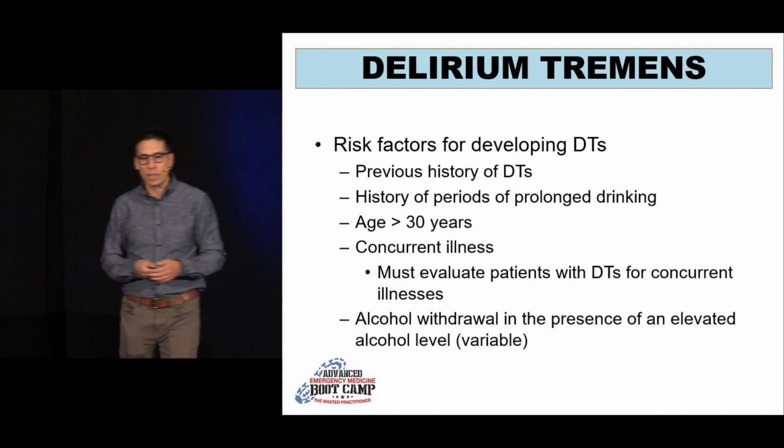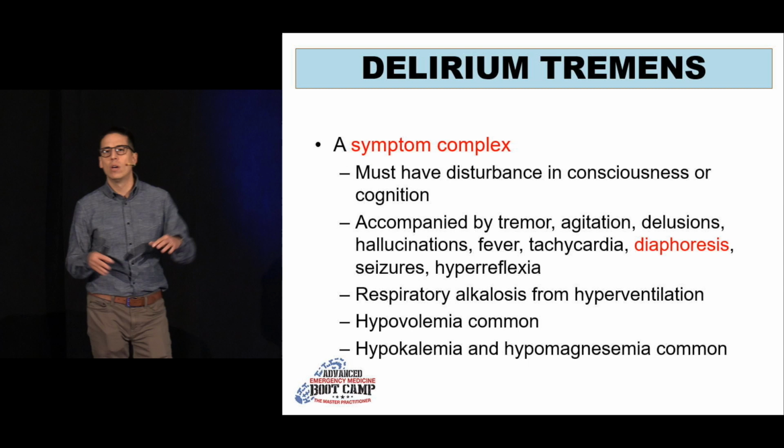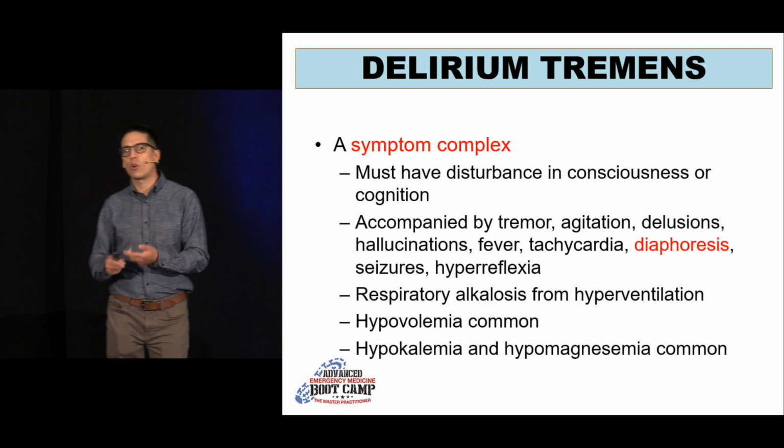So DTs is a symptom complex, right? You have to have the delirium part before you have the tremens part. You have to have some disturbance in your consciousness or cognition. It's usually fluctuant. People are up and down. One minute they're talking to you, the next minute they're out of it, the next minute they're confabulating. Accompanied by tremor, agitation, delusion, hallucinosis.